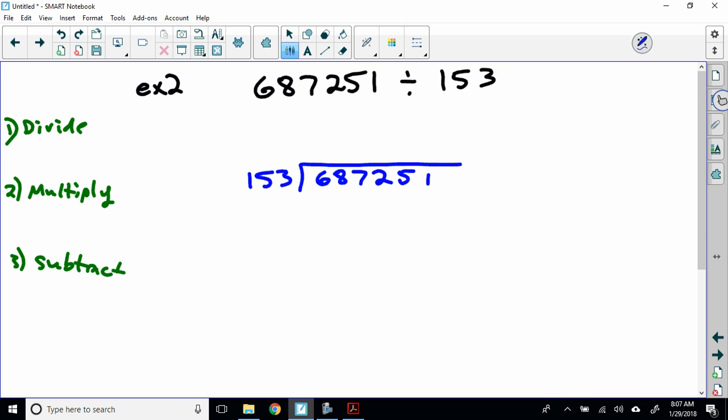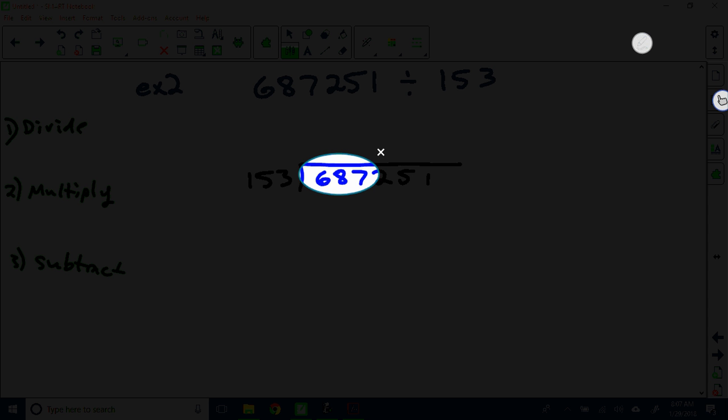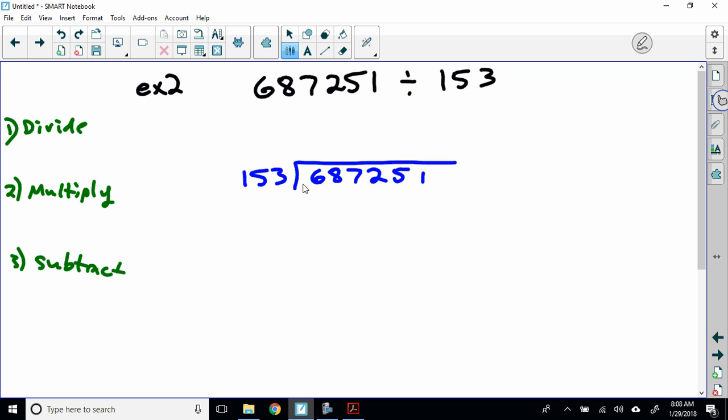I'm just looking at 687. I want to know how many times 153 is going to go into 687. That's more manageable, isn't it? Okay, so how many times might 153 go into 687? 4, maybe 5? 4, okay, we're thinking 4. So that's our dividing, right? We divide 687 by 153. So we think it's 4.